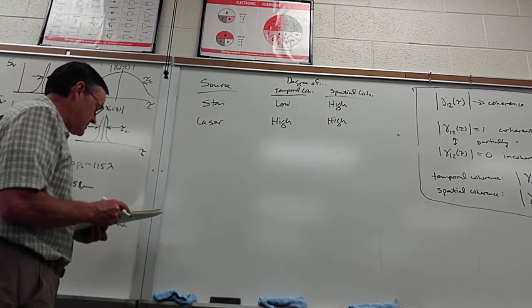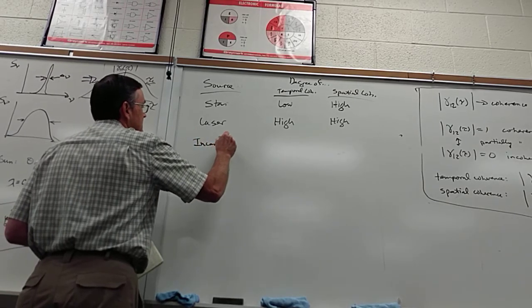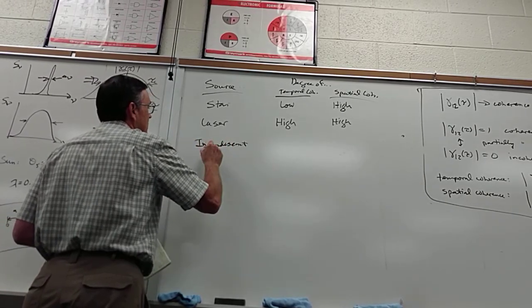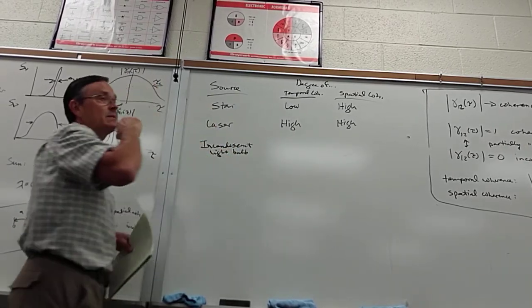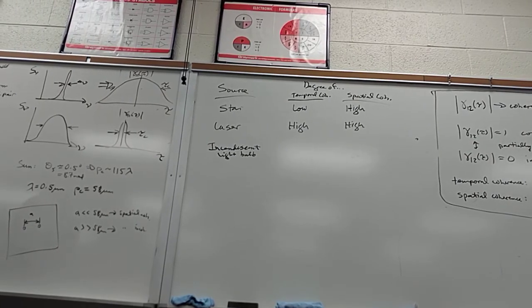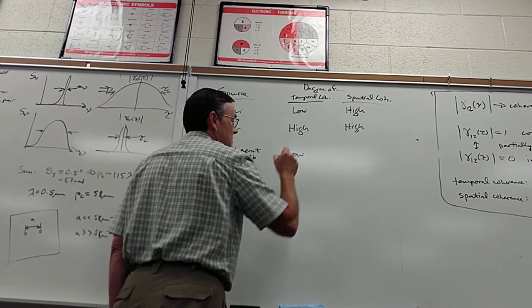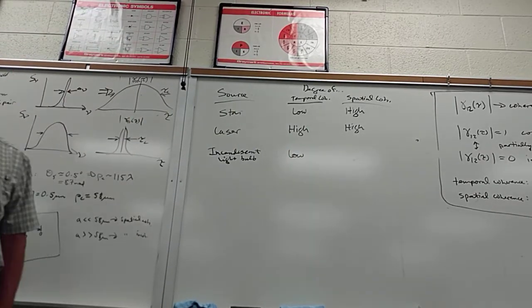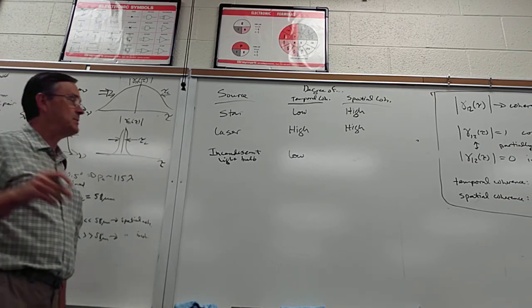Okay, so what if I had an incandescent light bulb? What would be the degree of temporal coherence? Low. Because? Broad spectrum. Yeah, it's white light. It's really broad. Now, what about the degree of spatial coherence? Depends how far away it is. Totally depends on how far away it is.